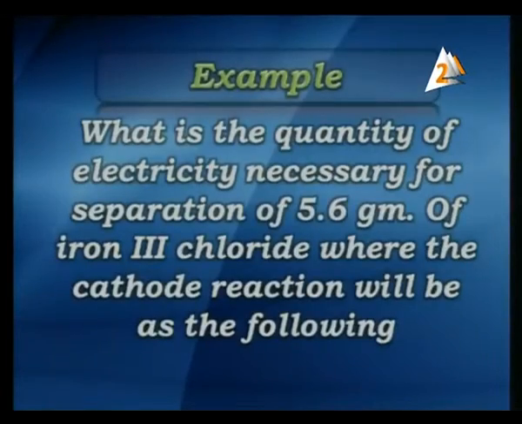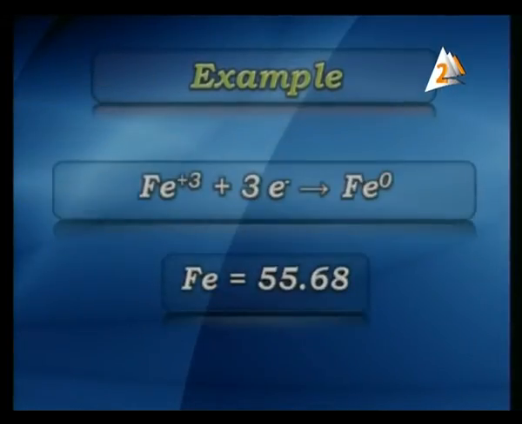Another example. Tell me what is the quantity of electricity necessary for the separation of 5.6 grams of iron 3 chloride, where the cathode reaction is as follows. Iron positive 3 plus 3 electrons: it gains 3 electrons to change into an atom of iron. The atomic mass of the iron is equal to 55.68. Good. But what is the valence of the iron in this case? Here the valence is positive 3.